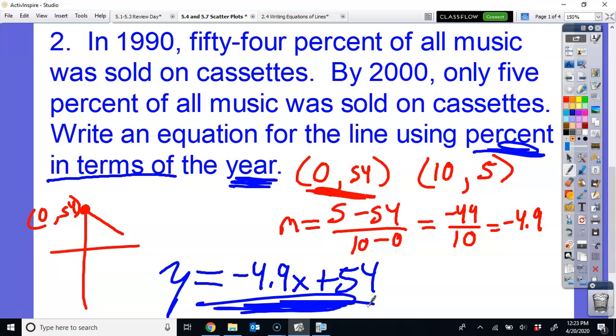All right, so that's a little review of a lot of the stuff that we've been doing before the break, writing those equations of lines, finding the M and finding the B.